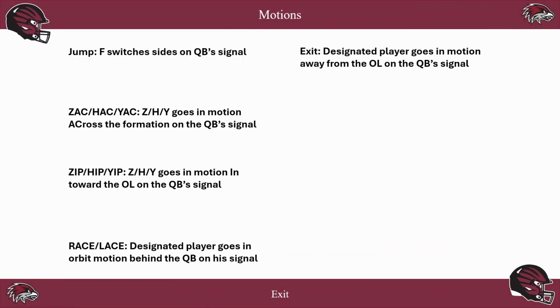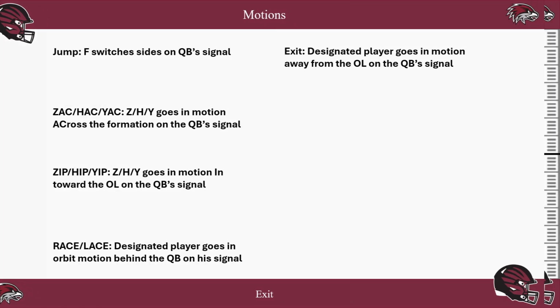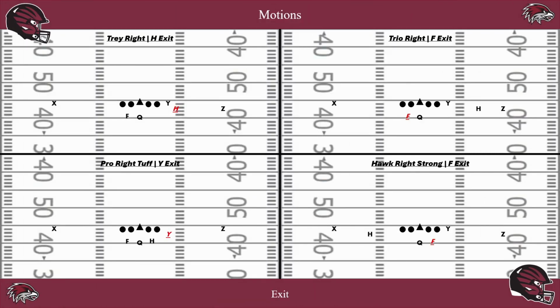In exit motion, the designated player moves away from the offensive line on the QB signal. In all exit motions, the designated player moves away from the O-line on the QB signal. In the top left, we have an example of H exit. In the top right, we see F exit. Bottom left is Y exit. Bottom right is F exit again, but from a different alignment.